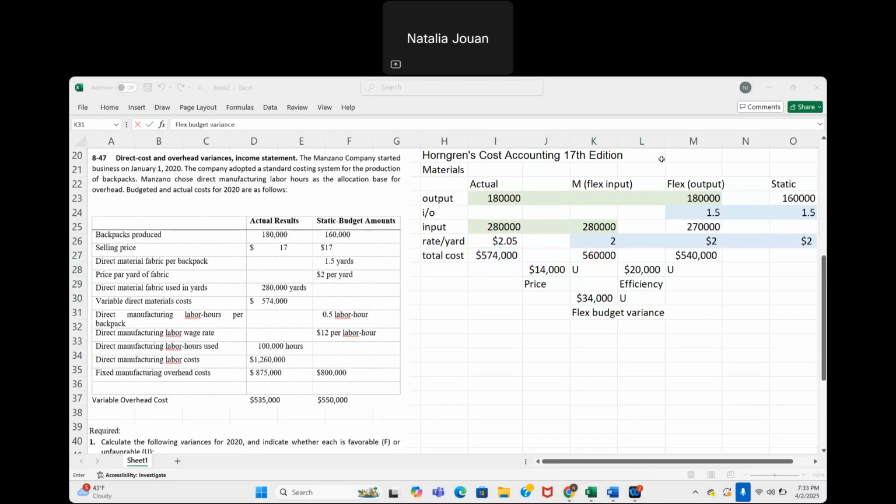Now I have to charge my computer. Just give me 1 sec. All right.